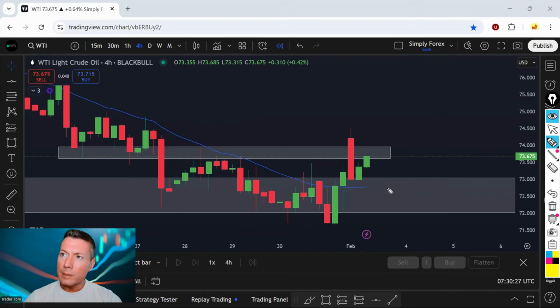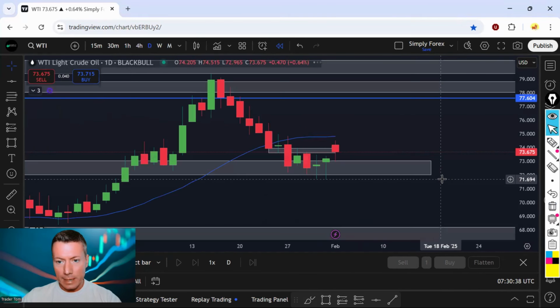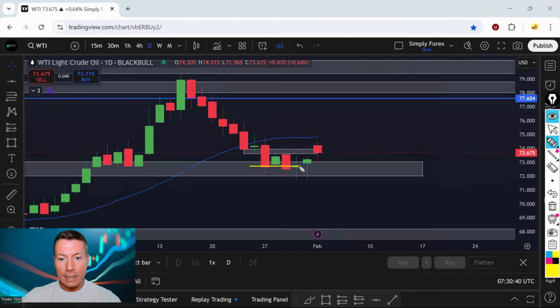So that sort of leads me to the next point. If you want to get in at a very high probability level, let's go back to the day chart. Now, if you just enter here and start buying, I'm not saying your trade won't work out. It's a nice level. It may well do.